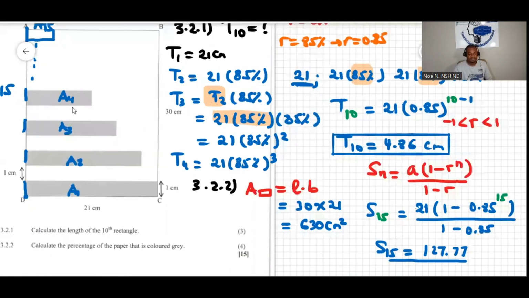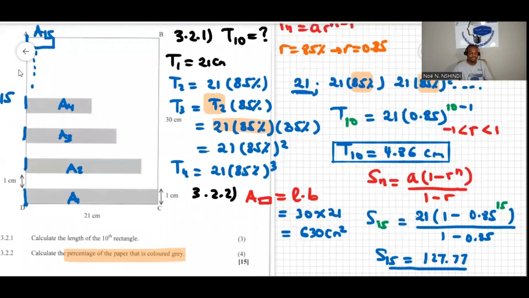But now the question didn't say calculate the sum of all the area. The question says calculate the percentage of the paper colored gray. So now that we got this sum, to find the percentage, we're going to take this area, the area of the rectangles colored gray, divided by this, times 100.